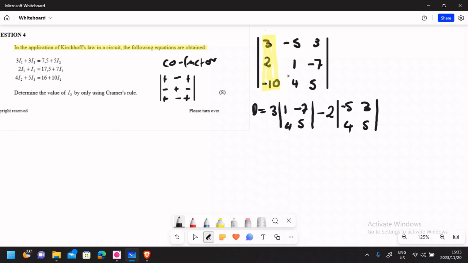Okay, now let's do the last one. This time the minor is going to be -10. When we cancel the row and the column of this 10, we're left with -5, 3, 1, and 7. Since 10 is negative and the cofactor sign there is positive, we can write it as negative 10.